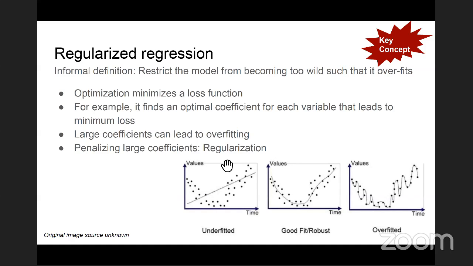So another key concept in machine learning is regularization. The informal definition would be that you don't want your model to be so free, or so wild, that it overfits. Here's an example shown at the bottom. Look at the graph on the right. Let's say you have x, which is time, and y, which is some value that you want to predict. The black dots that you see in all three figures are the same. You want to find a good relation between y and x.